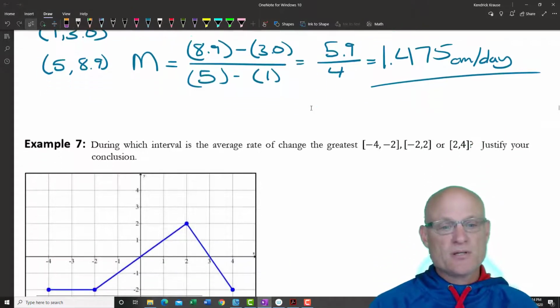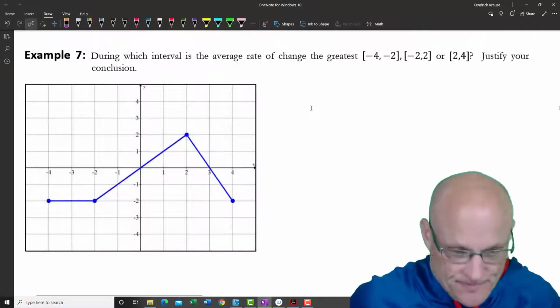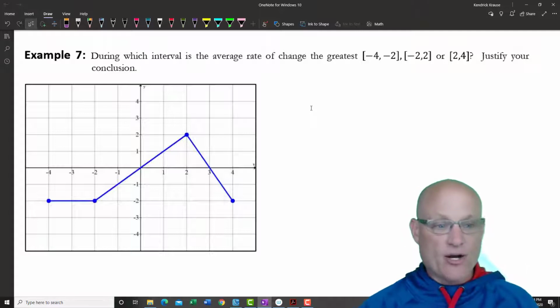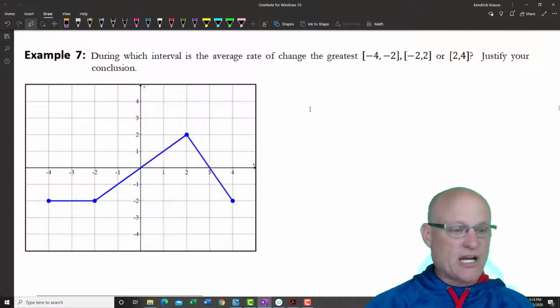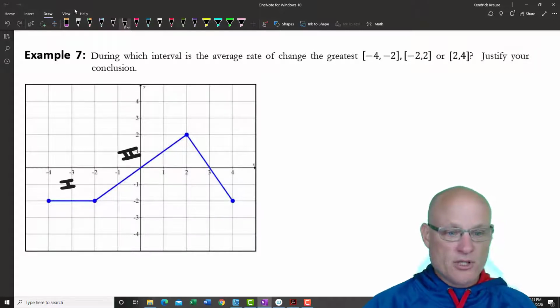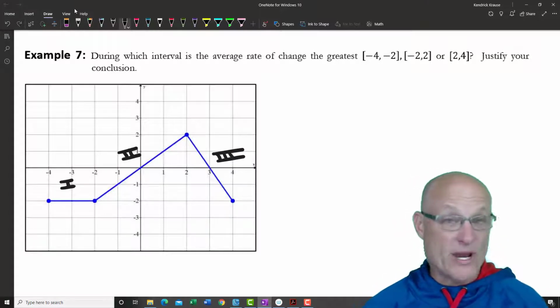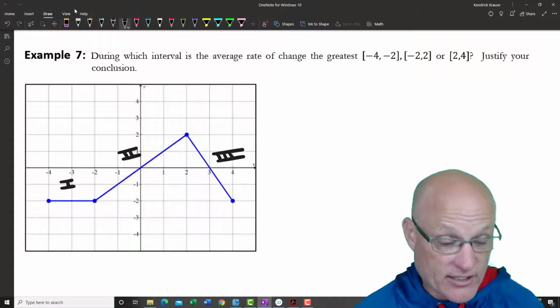Okay. So let's take a look at these. These are a little bit different. We're going to have to do these a little bit differently, and hopefully you can just count. I'll call this section 1, we'll call this section 2, and we'll call this part section 3, because each one has a different rate of change. They're changing at a different rate.